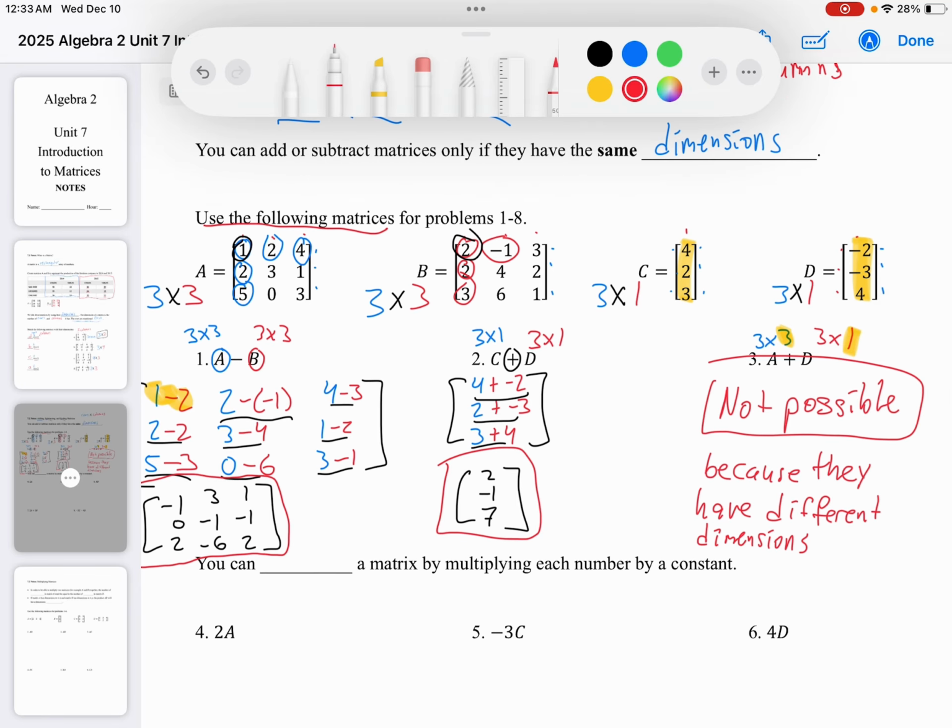So that is adding and subtracting matrices. The next video will cover the bottom half of this page, which is scaling matrices.